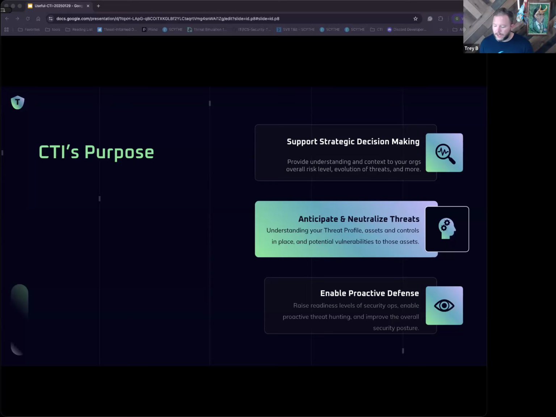If you understand who you are as an organization, your threat profile, the assets you have and that are under your control, and the potential, let's say, crown jewels or IP that you have that someone else would want, it can help you kind of get ahead of the curve and anticipate that threat. Then, lastly, just enabling that proactive defense as a whole. If you can raise your readiness levels, improve your security operations, and be able to not just understand the threats that you're hunting for in your environment, but be able to get ahead of that and test effectively before something bad actually happens to ensure you could see it when bad really does come.